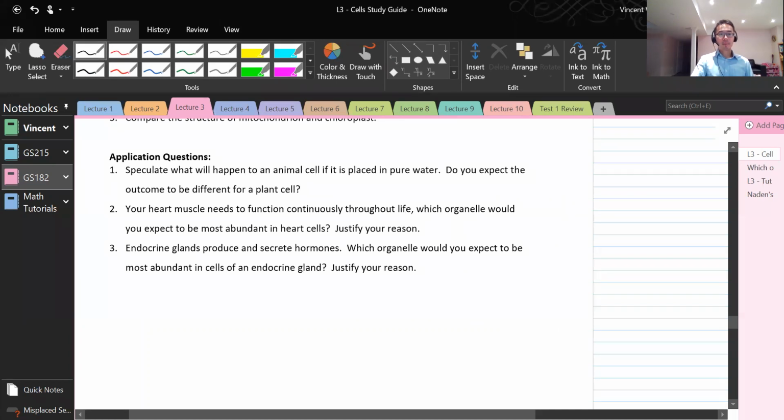Speculate what will happen to an animal cell if it is placed in pure water. Do you expect the outcome to be different for a plant cell? We're actually going to learn more about this next week. But if you put animal cells in water, all the water will go into the cell. Okay, so water will enter the cell.